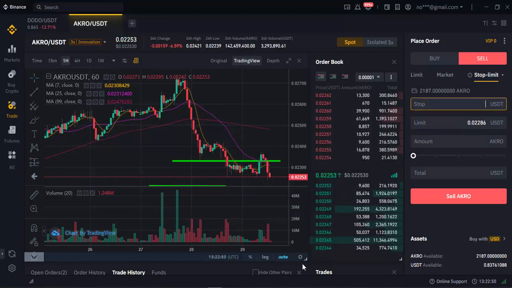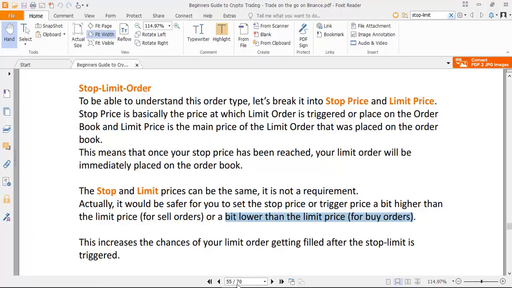Let's watch this explanation again. Actually, it would be safer for you to set the stop price or trigger price a bit higher than limit price for sell orders. Have you seen that? Higher. So we are going to do higher this time around, for the trigger price.